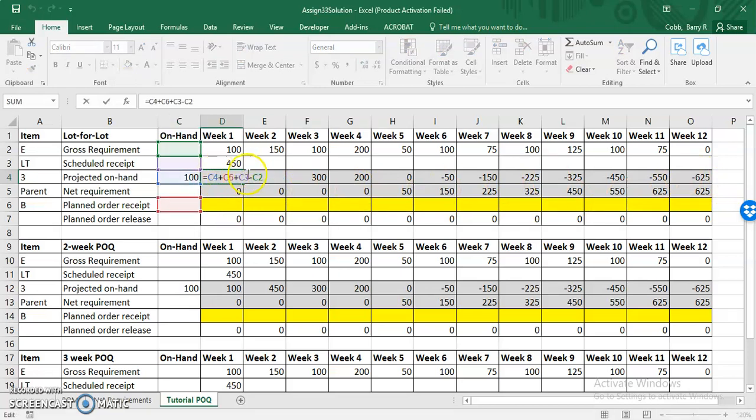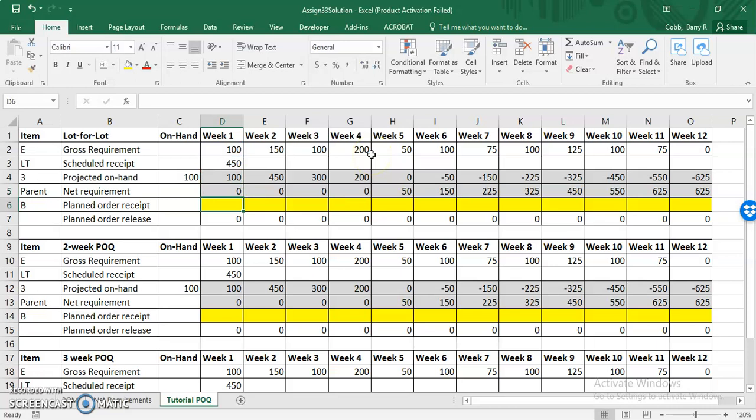Recall we've got the projected on-hand inventory formula. It's the previous projected on-hand plus receipts of inventory, planned order receipts and scheduled receipts, minus gross requirements, which are uses of inventory. Right now it looks strange down here with the negative numbers, but that's because I haven't filled in any of the planned order receipts. Net requirements, of course, are the maximum of 0 or the gross requirement minus projected on hand.